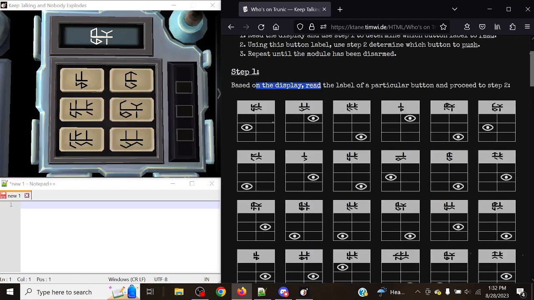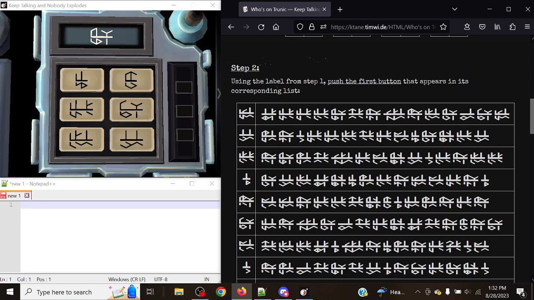So based on the display, read the label of the particular button and proceed to step 2. In this case, it's the exact same thing as Who's on First. You look at the top display, you find it, and then you find a position of which you're going to read from, and then you're going to go find that symbol in this list, and you're going to pick the first one that occurs. Very straightforward.